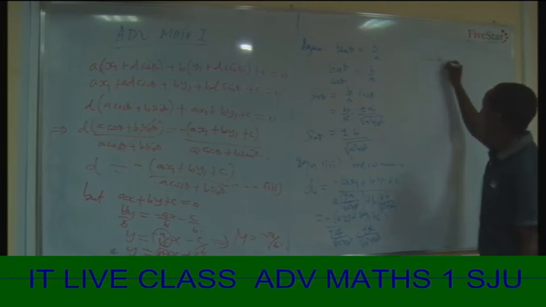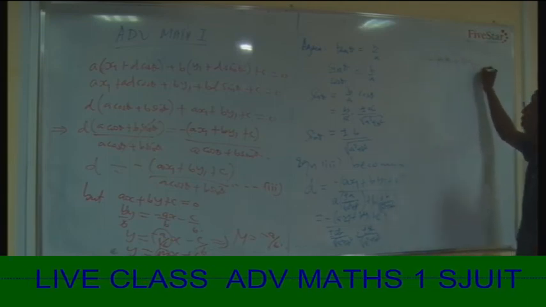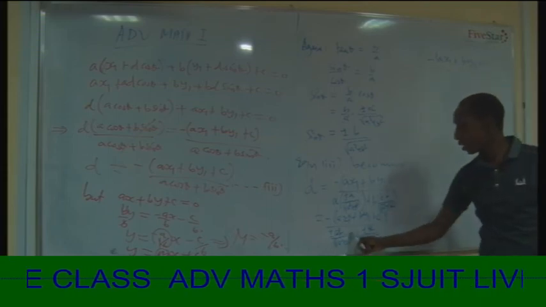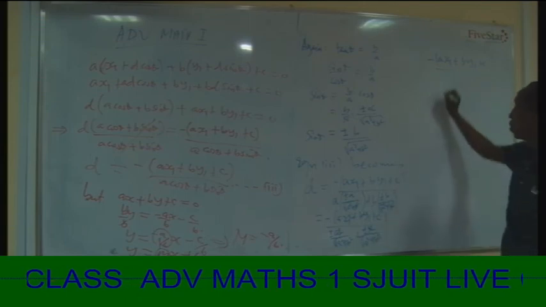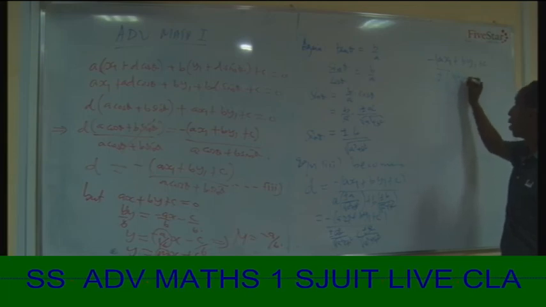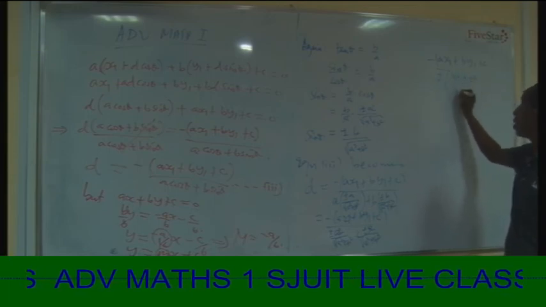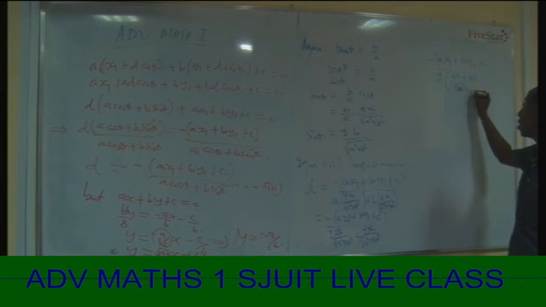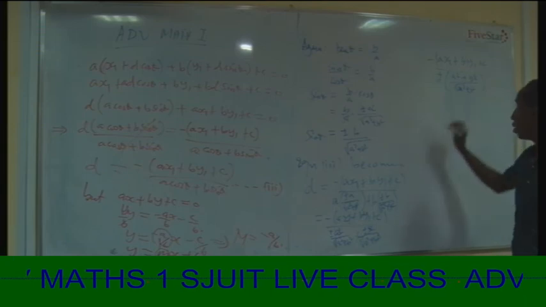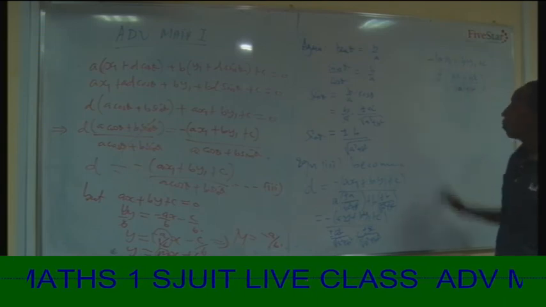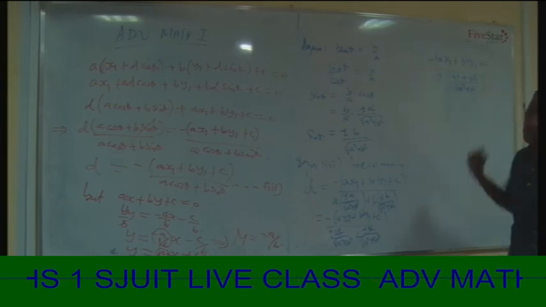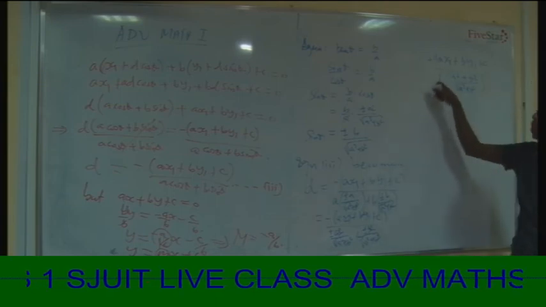negative a x1 plus b y1 plus c divided by, you can see the denominator is the same, we can just combine the expression, so it will be plus or minus a squared plus b squared divided by square root of a squared plus b squared. So that is what we have. Negative divided by plus or minus is just the sign changes to be minus or plus, because negative divided by positive is negative and negative divided by negative is positive.